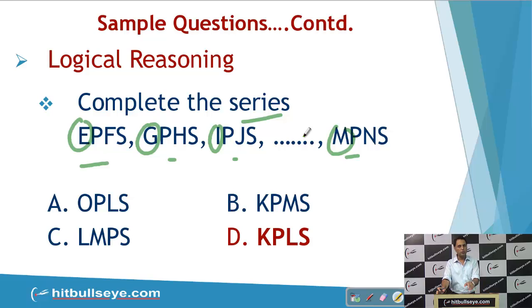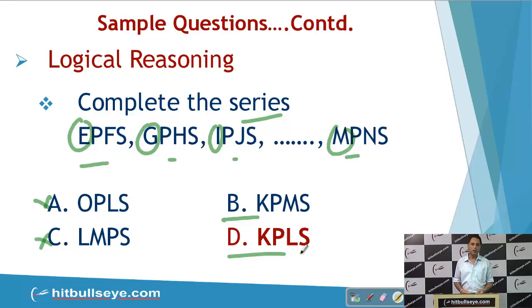If you compare 2 consecutive options, for example, if you compare EPFS and GPHS, F is missing there as the first letter. Between GPHS and IPJS, H is missing. So similarly, you would appreciate that K should be the first letter of the correct option, which means that options A and option C are ruled out. So now the 2 options in the consideration set would be B and D.